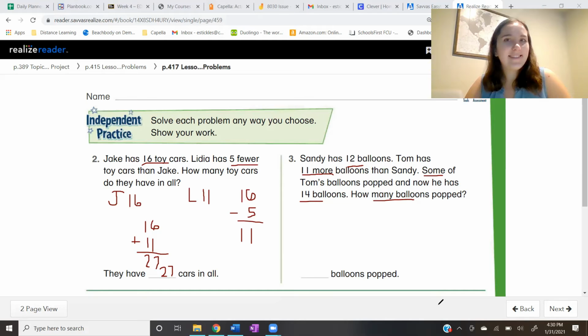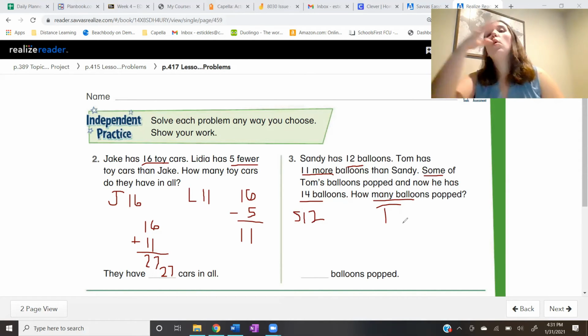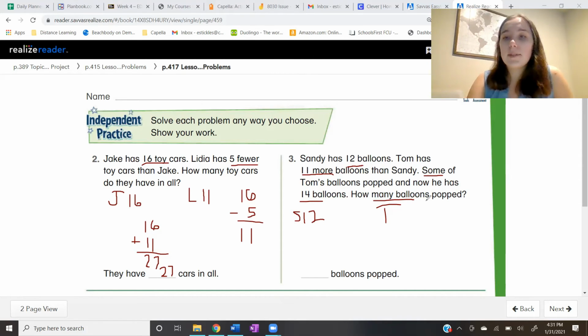Y'all ready? Okay, let's see what I know. I know that Sandy has 12 balloons. So Sandy has 12. I know that Tom has, oh, I don't know how many balloons Tom has. It says he has 11 more, but that doesn't tell me exactly how many. I need to solve that. That's my first step. So I know Tom has 11 more balloons than Sandy. More means you're adding on, okay? So I'm gonna take Sandy's 12 balloons and I'm gonna add 11 more to it, and that's gonna tell me how many balloons Tom has.